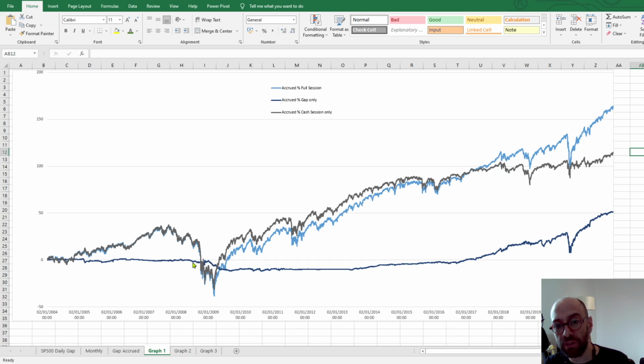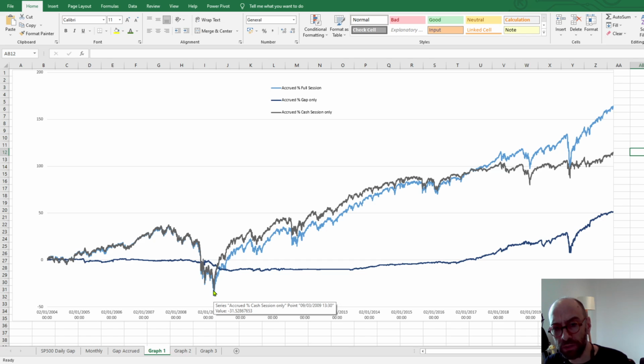But then what happens is at the beginning of 2008, you can see that the full session starts to diverge from the cash session only, and you can see that in the light blue making lower lows. You can see that on the gap only, and you can see how the gap only starts going down, which implies that you start to have more gap downs than gap ups, and as you aggregate from day to day, it goes into the negatives.